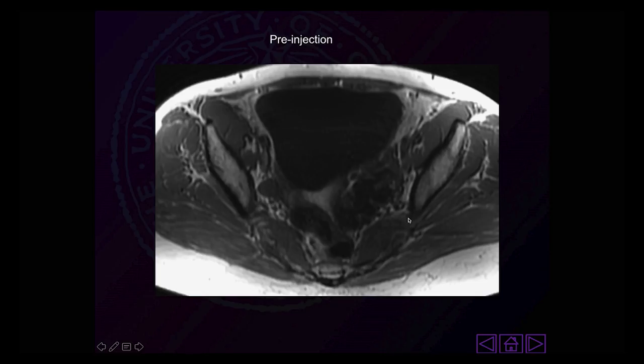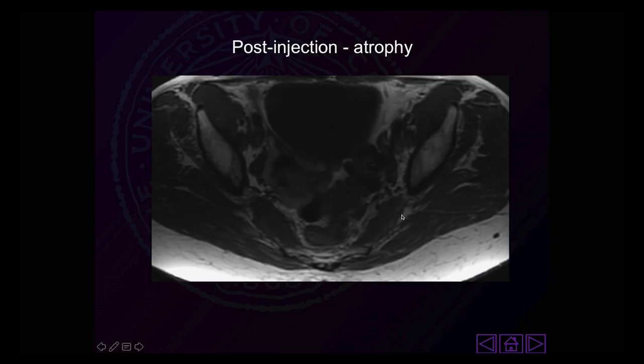Here's an MR that shows the piriformis muscle. It's pretty symmetric here. After injection of Botox into that piriformis muscle, you can see that it gets smaller, and there's relief from compression against the sciatic nerve.